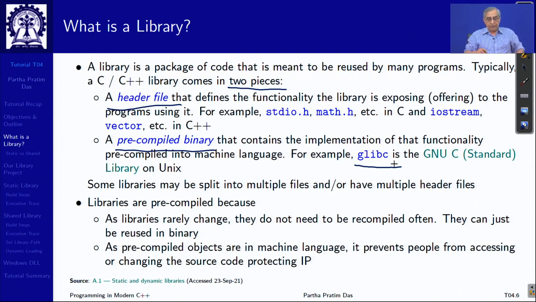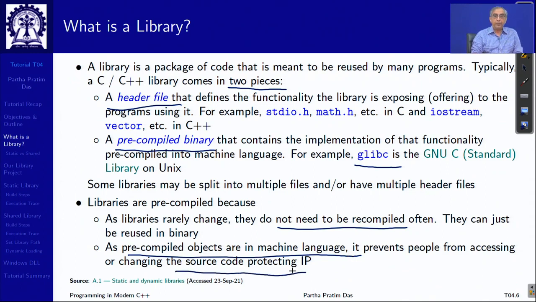Now, some libraries may have multiple source files, multiple header files, and may have multiple binaries also. So, we will have all of that. They do not change, so we do not need to recompile, and since they are already compiled objects in machine language, they cannot be read by human beings, or even if you use a program, you will not be able to figure much out of that library. So, unless the source changes, you do not need to recreate it, and the source being opaque gives a good protection of your IP.